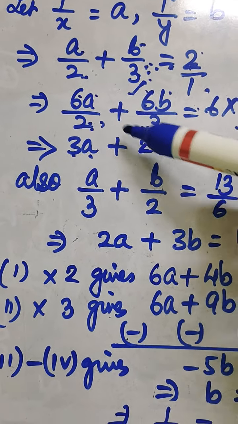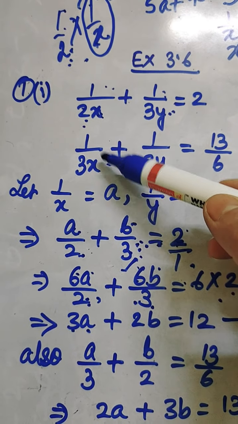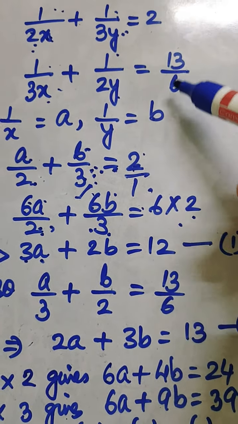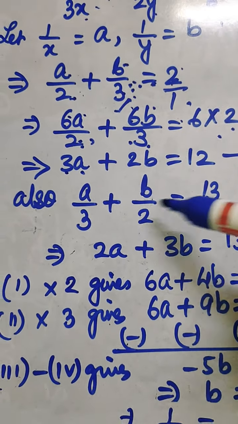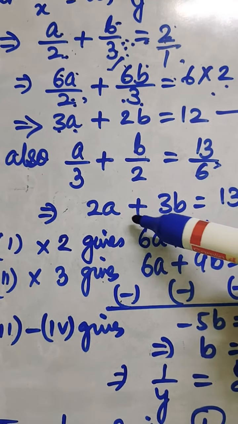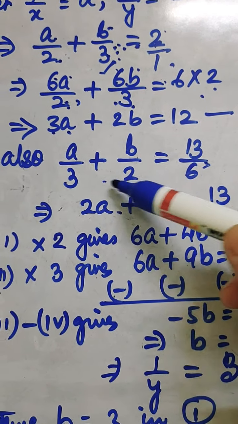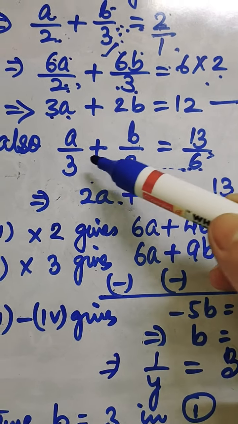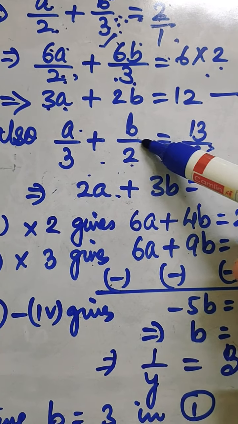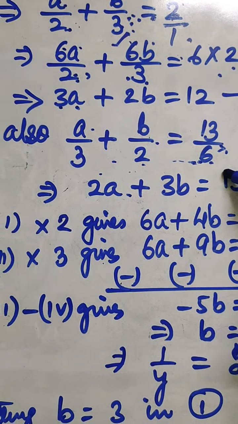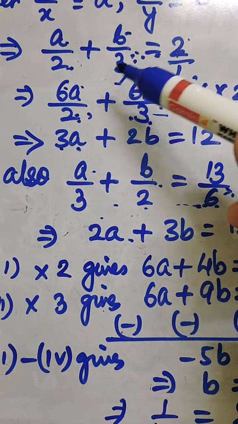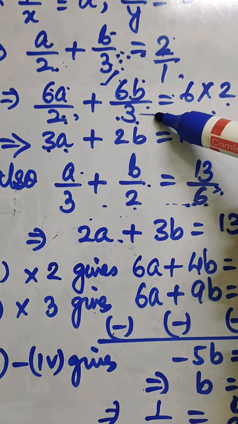In the same way, the other equation will give you a by 3 plus b by 2 equal to 13 by 6. So you get this equation. Thus it reduces, the same way, when we multiply throughout by the LCM of the denominators. That gives you again 2a plus 3b equal to 13. This step is not necessary to show here, I just explained it so that you understand better.